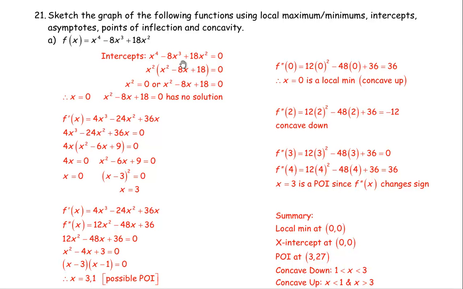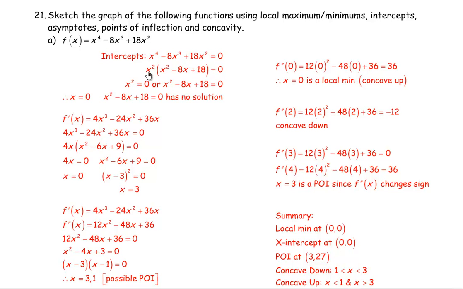So this is our function here. And notice there's a common factor of x squared you can factor out. And so we get x squared times x squared minus 8x plus 18. Now, if you try to factor this, you can't. There are no numbers that add to negative 8 and multiply to 18. If you try to use the quadratic formula, you find there is no solution as well. So I haven't bothered to go through all that.